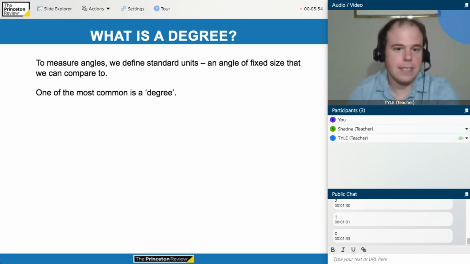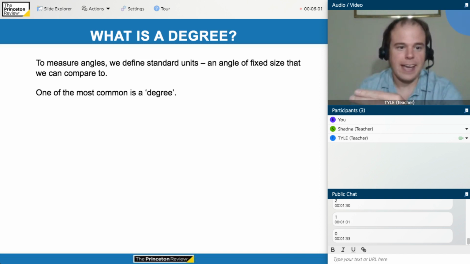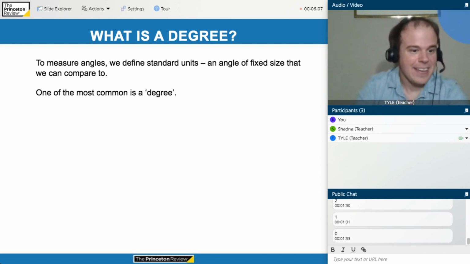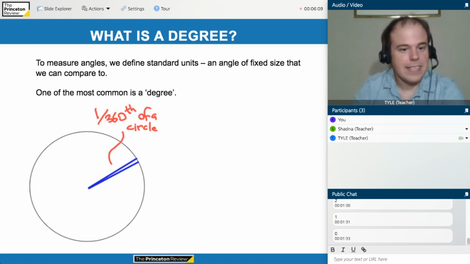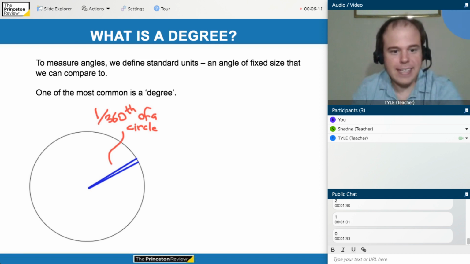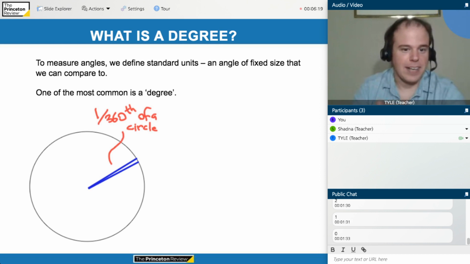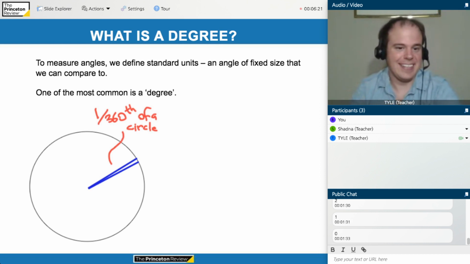The way that we do this is to define standard units, which means an angle of a fixed size that we can compare other angles to. One of the most common is a degree. Here's a picture. A degree is this small sliver of a circle. There are 360 degrees in one full circle. So each degree is 1/360th of a circle.